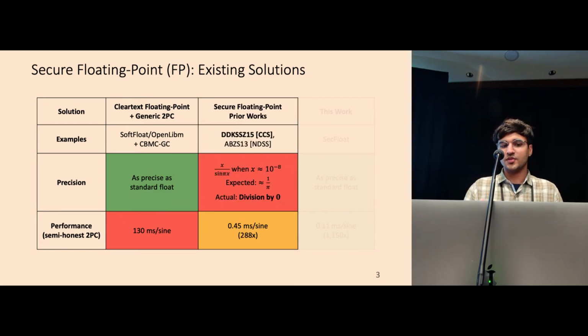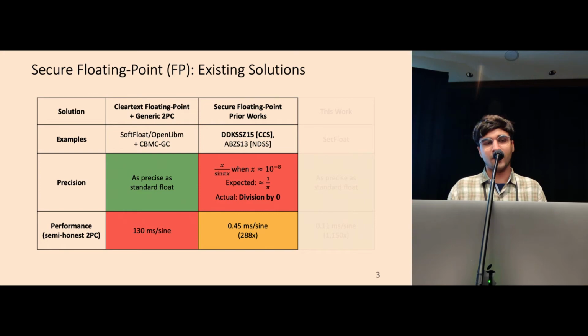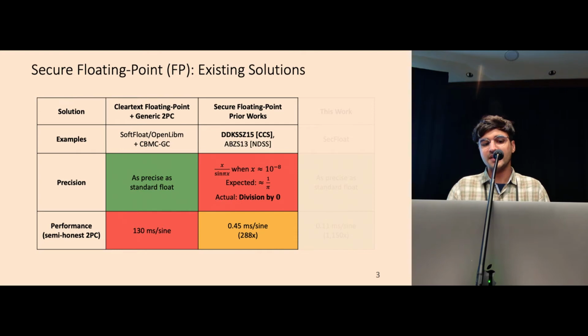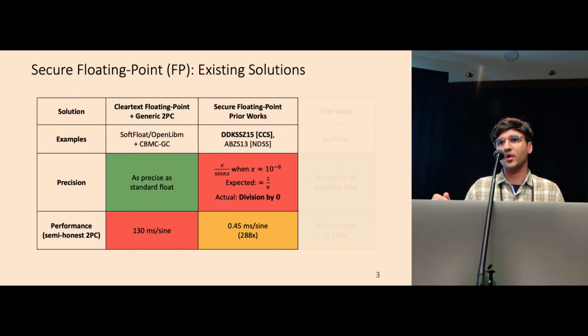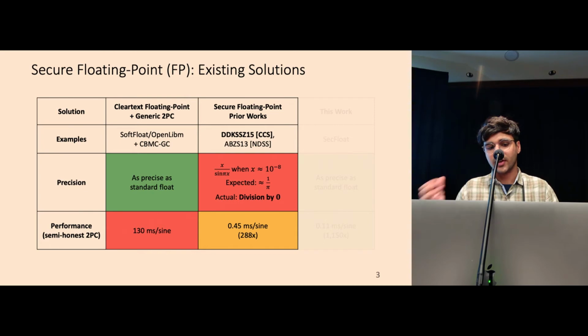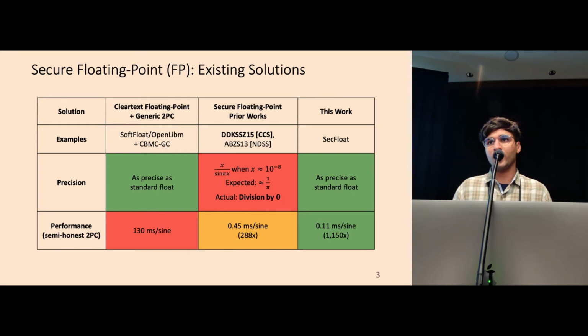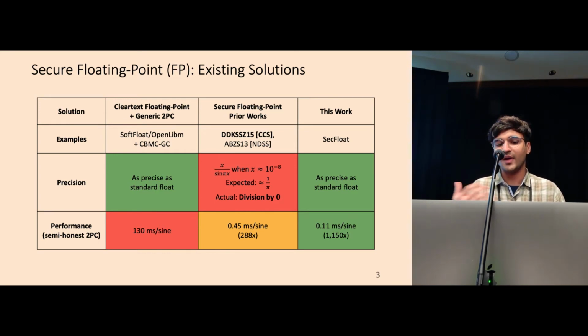The second option is to consider prior works specifically for secure floating point. And while these works have much better performance, like 300x better performance than the generic 2PC solution, the precision is very poor. So for instance, for a simple example like x by sine pi x, where x is close to 0, the state-of-the-art outputs a division by 0 error, while the output should have been 1 by pi. So clearly, both options are inadequate, and this is where SecFloat comes in, and it provides protocols which are as precise as standard float, and the performance is also even better compared to the imprecise floating point works.